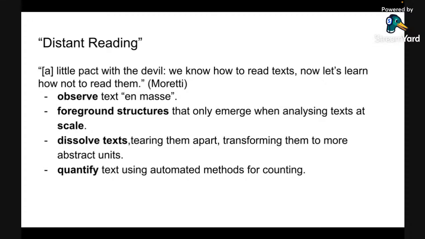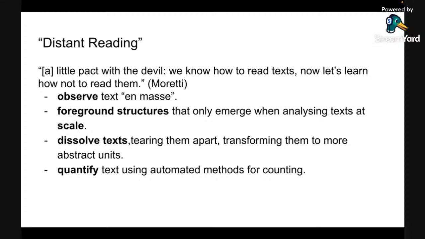And to do this, what you often need is this technique of dissolving text. So we will tear text apart. We will transform them into more abstract units. And what we will often do in digital text analysis is to count words. And counting words is actually a way of dissolving the text into word counts. So just count how often words appear in a text. And then this becomes a more abstract way of looking at the text. And again, this is a form of quantification.